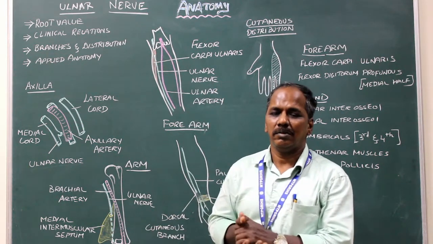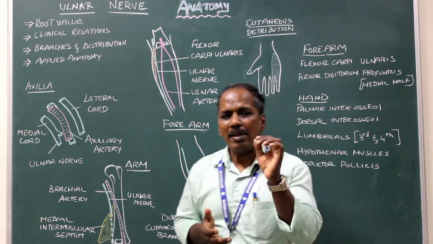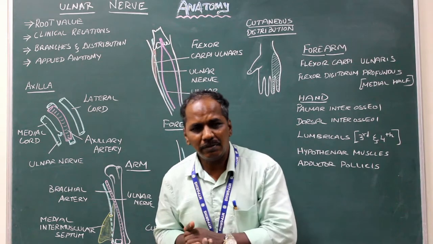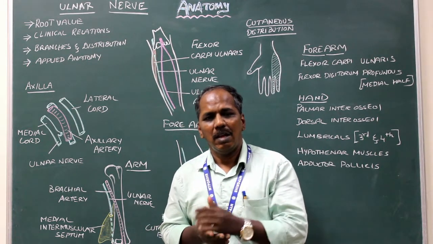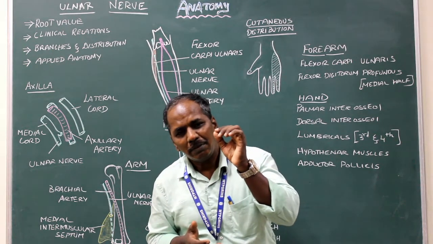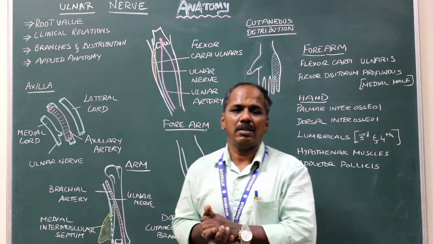Root value. Anterior primary rami of C8 and T1 and a few fibers from the C7 spinal nerves.